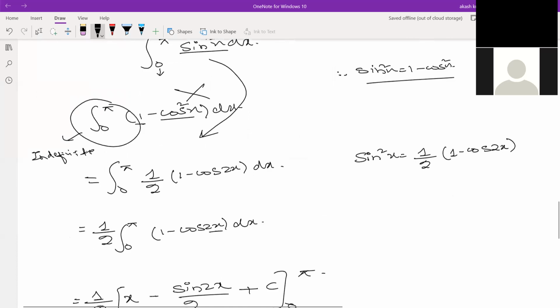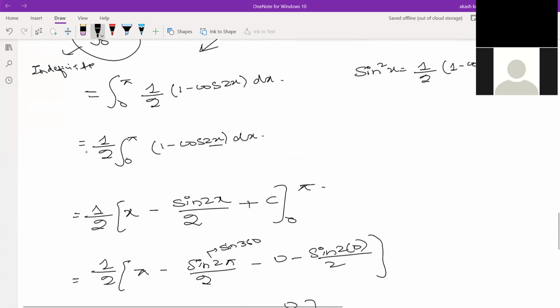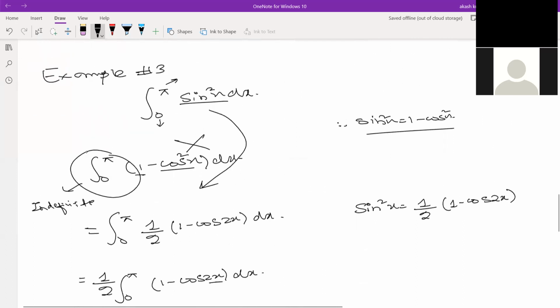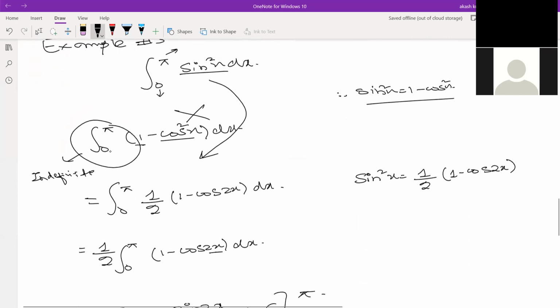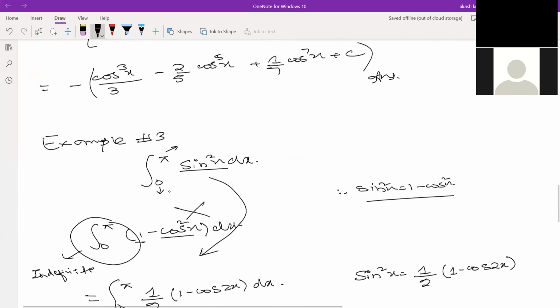Is this question clear? Can we do it again, please? Same question again, or we have a similar example. Similar example. Okay, let's do it for cos square x.